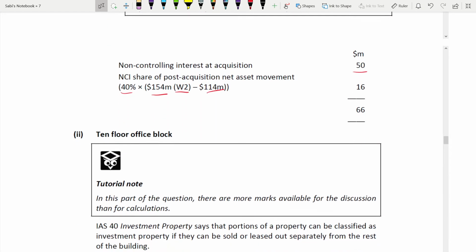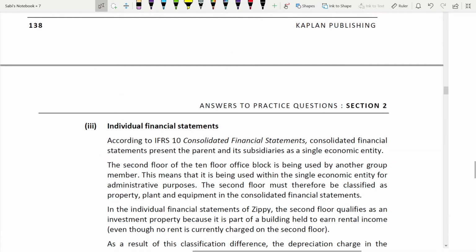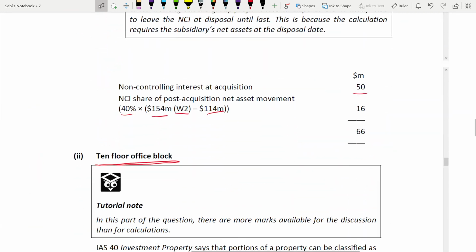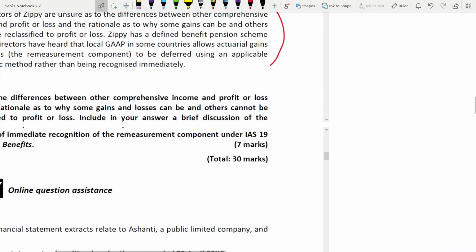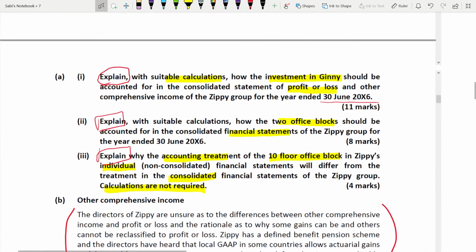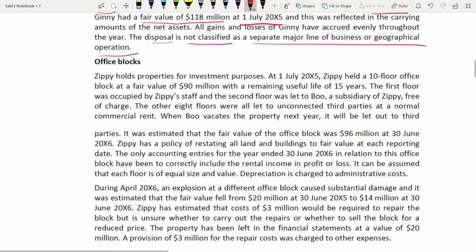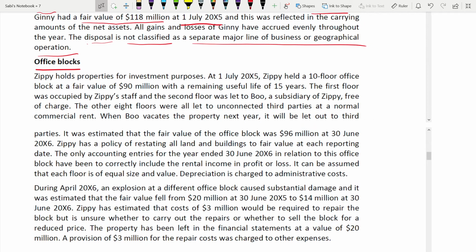Now coming to the second part of A, which is about the 10-floor office block. Just want to go through one thing. Okay, so the second part is talking about the 10-floor office block. This is a different standard, so we need to read about the office block. We are over with the first part, which is regarding the profit and loss and OCI. Now coming to the office blocks, the second requirement for part A.